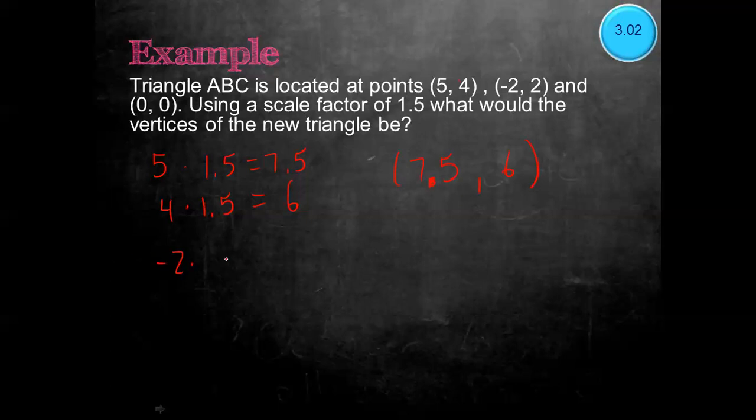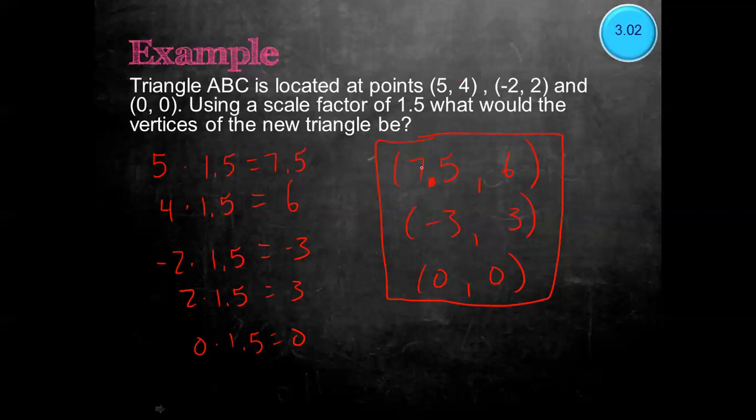Then we're going to take -2, multiply that times 1.5, which is going to give us -3. And then 2 times 1.5, which is a +3. So we have -3, 3. And then 0, 0, right, times 1.5 is going to be 0. So this point is going to stay 0, 0. So those would be the 3 new points for our new triangle.